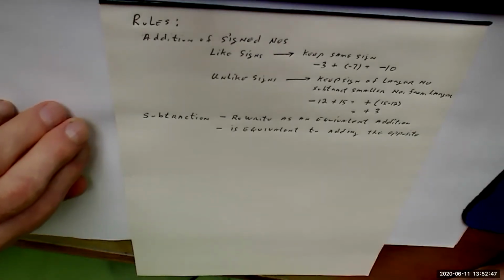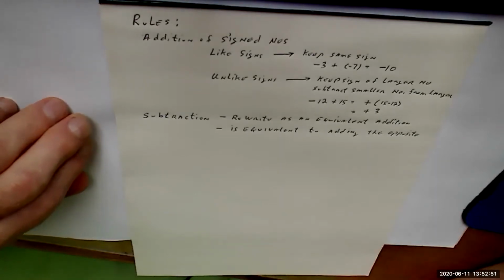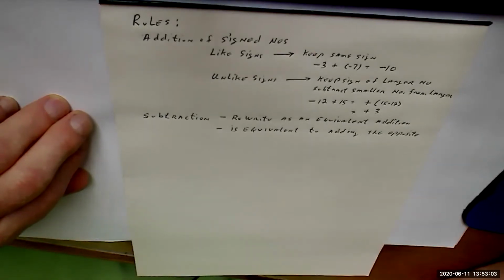When we add unlike signs, we keep the sign of the larger number and subtract the smaller number from the larger. -12 added to 15. Notice we're adding. The larger number is 15, so the sign is going to be positive, and then we take the smaller number, 12, from 15. 15 minus 12 is 3, so the answer is +3.